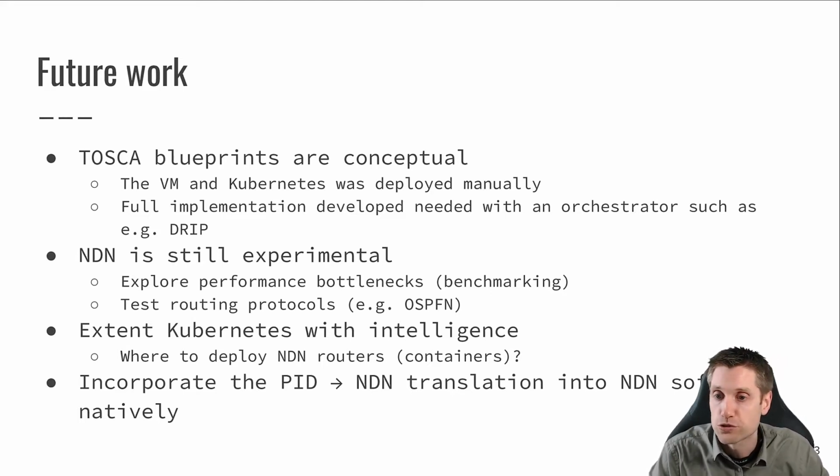And of course, extend Kubernetes with the intelligence that if it sees some congestion somewhere, that it will deploy extra NDN routers somewhere, so that the cache hits are more distributed. And incorporate the PID to NDN translation into the NDN software natively.